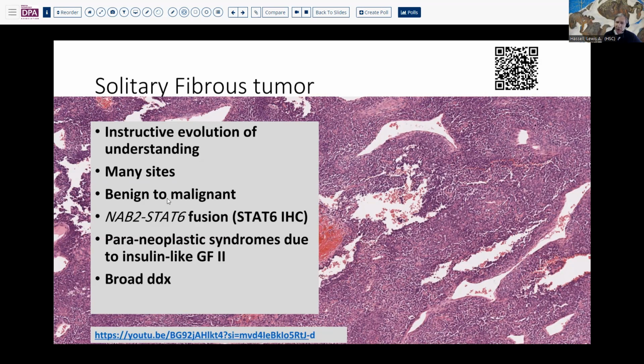Fortunately, lately, we have also been able to identify that this characteristic fusion gene involving STAT6 will produce a characteristic positive reactivity with the anti-STAT6 immunohistochemical antibodies. And that's very helpful in confirming the diagnosis of this lesion because this is quite specific. Of interest, this is also a tumor that has some association with paraneoplastic syndromes.